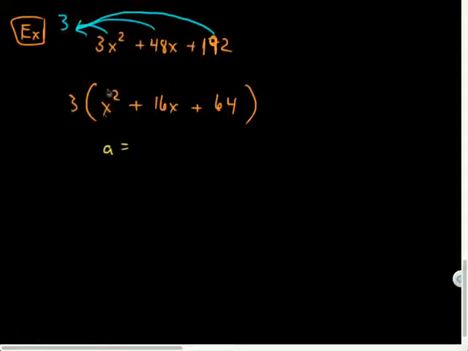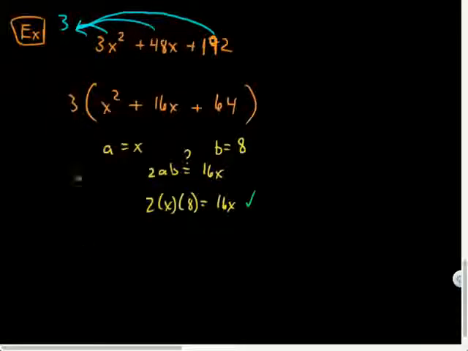So what would A have been? X. And B would have been 8. Okay, yep. And is positive, because this is a plus sign, is 2AB equal to 16x? So 2 times x times 8 is 16x. It worked! So it matched the pattern fully. So what do I got? I've got this 3 still hanging out on the outside. That's not going anywhere.